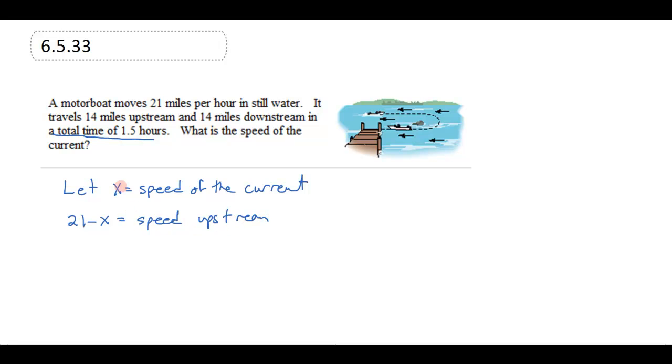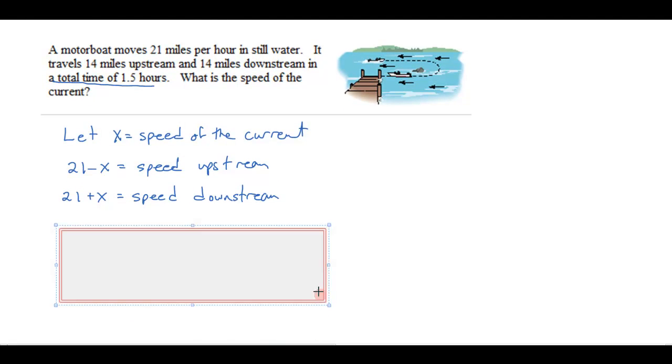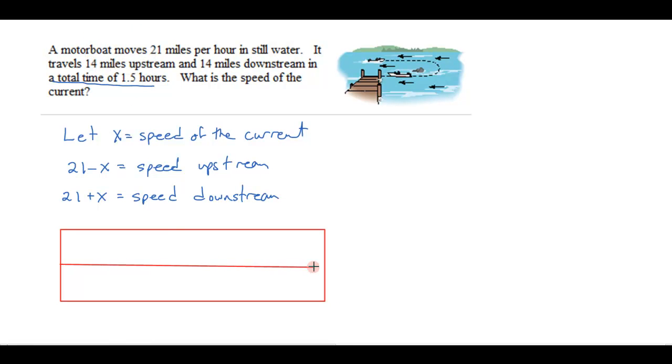And then likewise, when he turns around and goes back, he's going to be going a little faster because the current will carry him along. So 21 plus x, that's the speed going downstream. Okay? Now, as in all these motion problems, we want to organize our information in a nice little box here because there's really 6 variables in this problem. And we need a way to organize and keep those straight. So this helps us to do that.